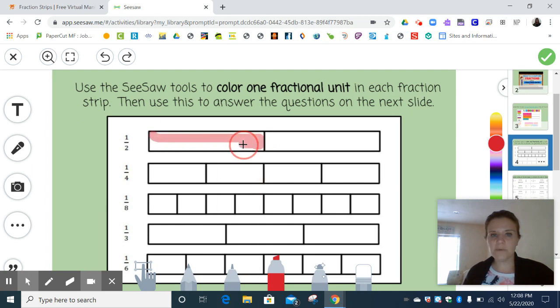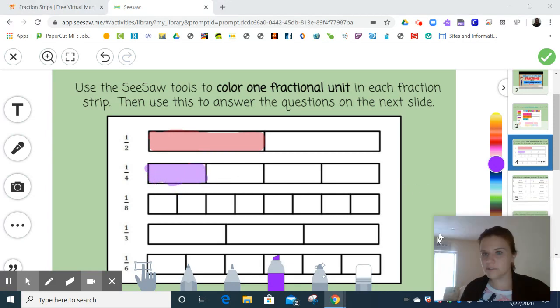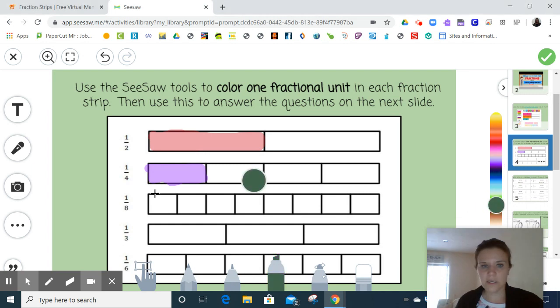Now remember, we talked about how there are only 2 halves in a whole, right? So this is a very big piece because there's only 2 of them to make the whole bar. The next one is 1/4. There are 4 fourths in a whole. So these are a little bit smaller because it takes 4 of them to make the whole. Then we have 8ths. I'm going to have to move this a little bit. If I color in 1/8, 8ths are really small because it takes 8/8 to make a whole.